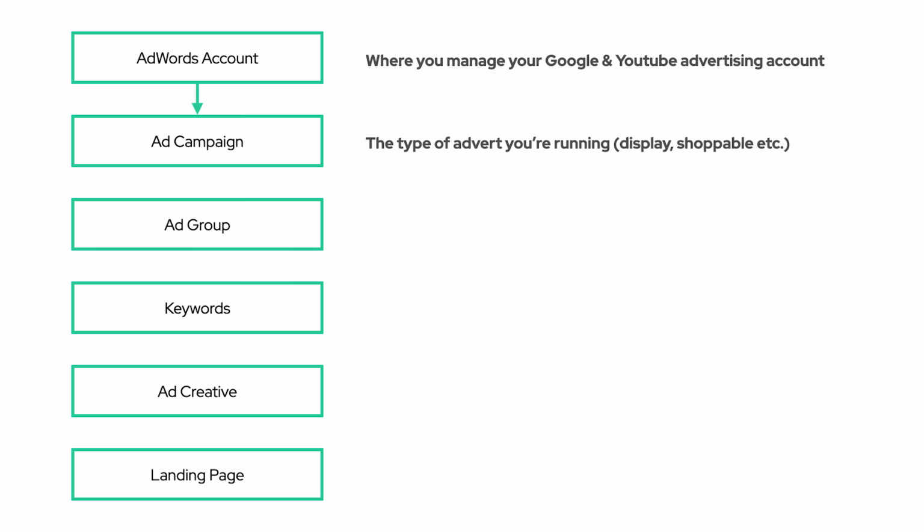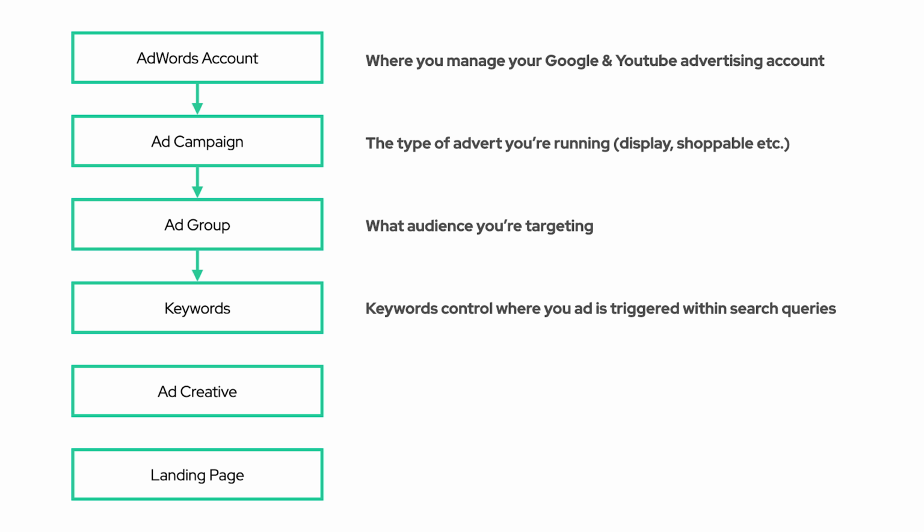Now, underneath our ad account, we have ad campaigns. This is the type of advert we're actually going to be running. So this could be a display ad or an in-stream ad, for example. We're going to break down each of these when we actually create one. We then have ad groups. So this is what type of audience we're actually targeting. We then have keywords. Now, keywords control where your ad is triggered within search queries. So we are targeting people based on what they are actually searching for on YouTube.